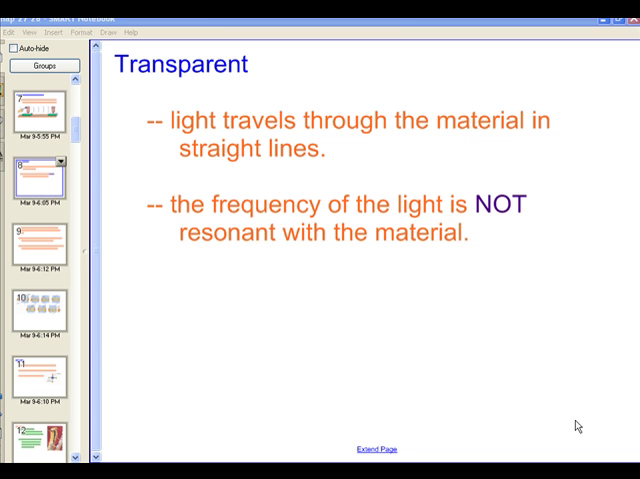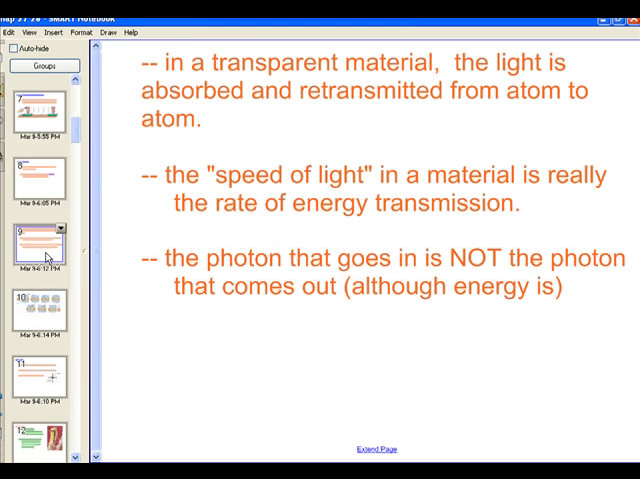So, in a transparent material, the light is going to be absorbed and retransmitted from atom to atom through that material. This is actually the easiest way to explain it in the particle theory. It's easier to talk about a photon going in one side and coming out the other. Now, in the next unit, we're going to talk about Snell's law, and Snell's law talks about the speed of light in a material.